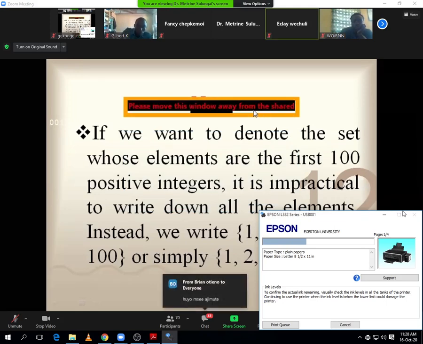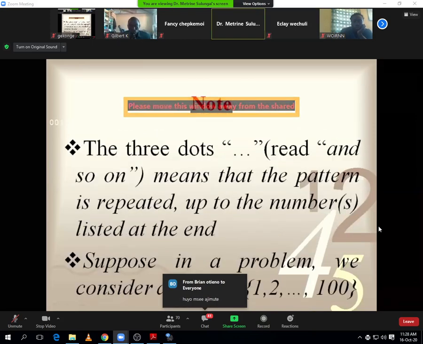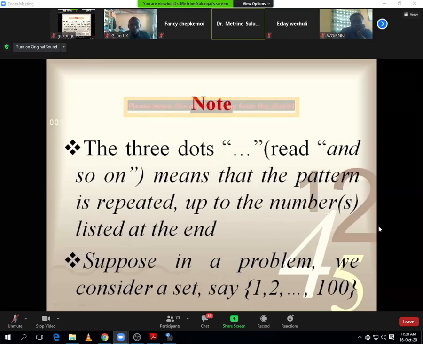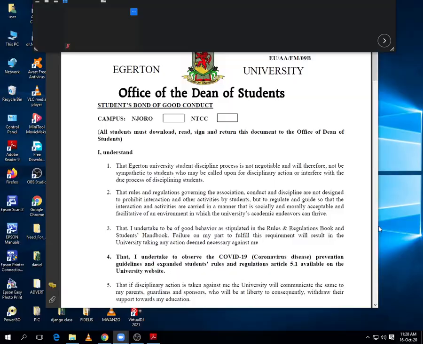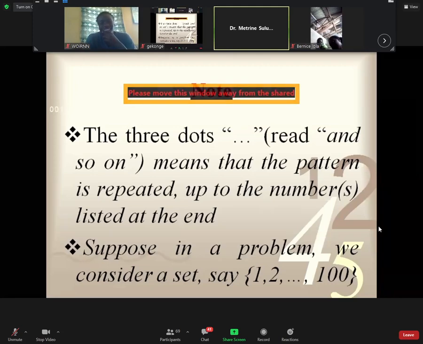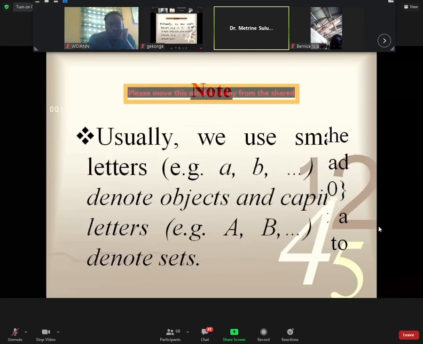Okay, let's proceed. The three dots are read as 'and so on', meaning that the pattern is repeated or continues up to the last number, which is 100. Now, suppose in a problem you want to consider this set 1, 2, dots, 100 and later refer to it. We don't want to write it out the way it is. All we need is to give it a name, so that when we are referring to it we only use the name. For example, we can say A is equal to open the brackets 1, 2, dots, 100.